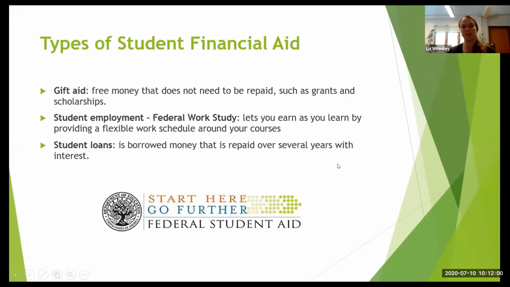So different types of federal student aid that are available. By doing the FAFSA, that applies you for gift aid, federal work study, and federal student loans. So gift aid is free money, does not need to be repaid, and those are grants and scholarships. And then federal work study, that's considered self-help aid. And that actually lets you earn as you learn by providing flexible work schedules around your courses. So our departments on campus are very flexible with student schedules.